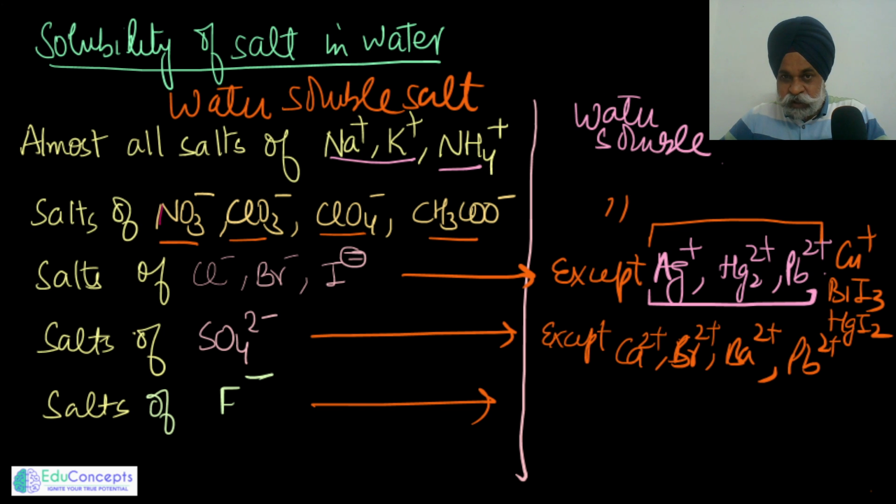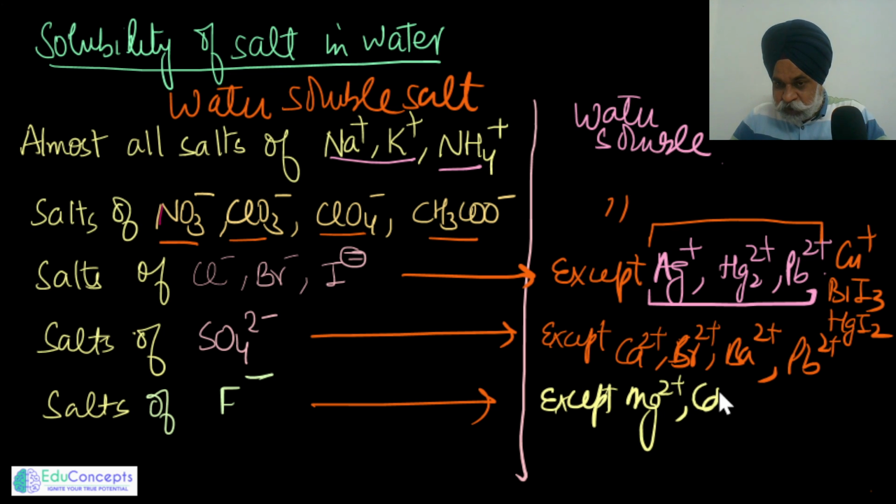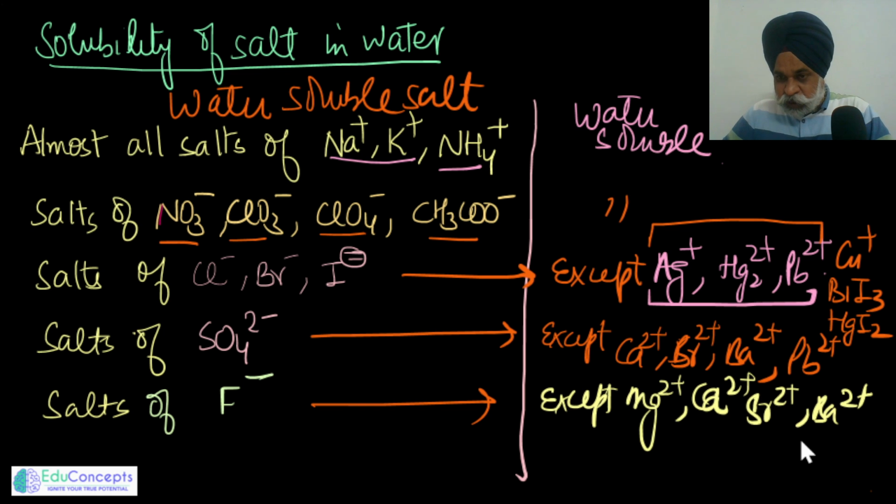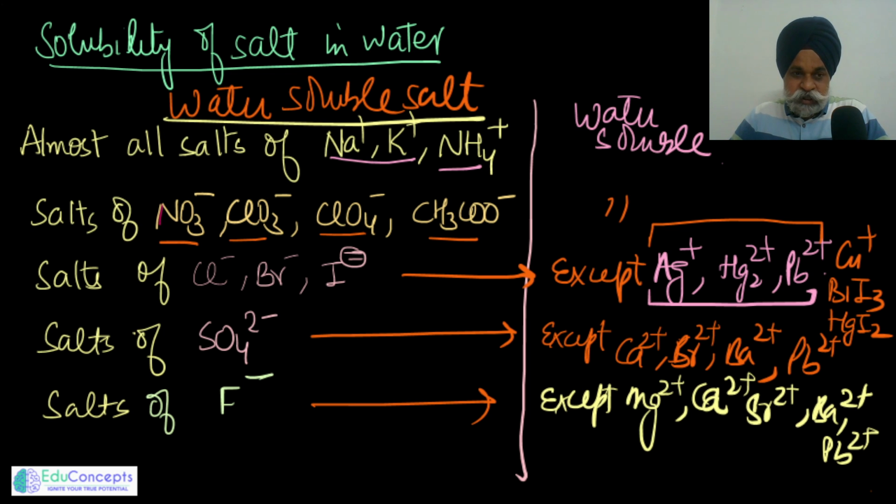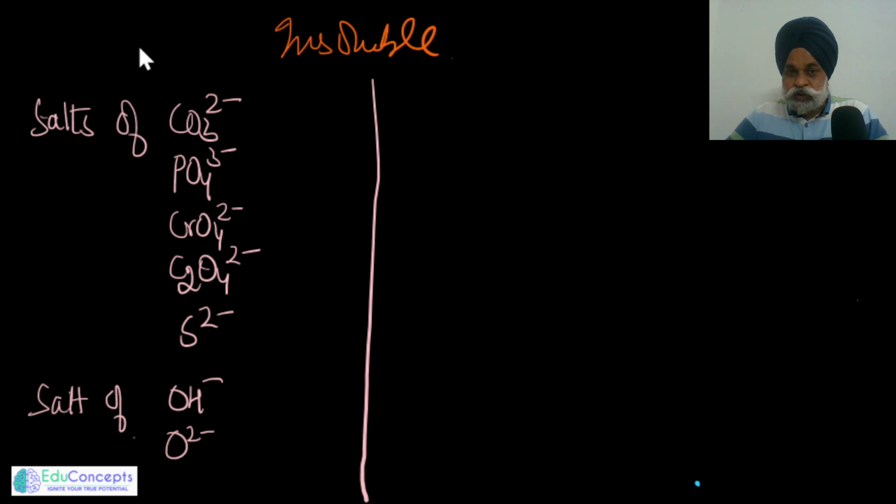Fluorides are almost all water soluble, except for alkaline earth metals. Here magnesium would come into play: magnesium, calcium, strontium, barium. These are water insoluble fluorides, along with Pb2 positive. So these are the water soluble salts, and similarly water insoluble salts are of these.